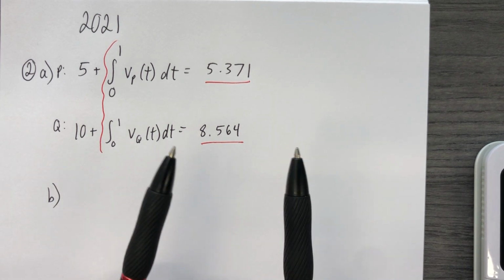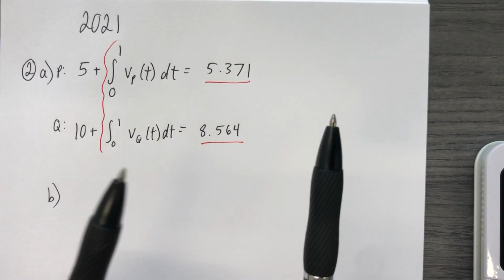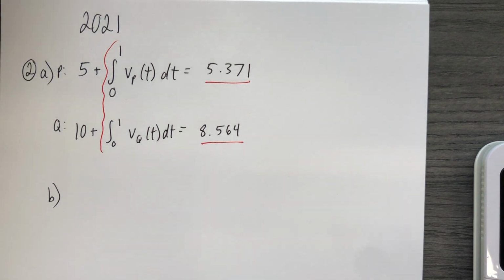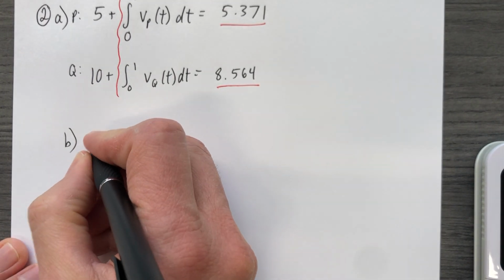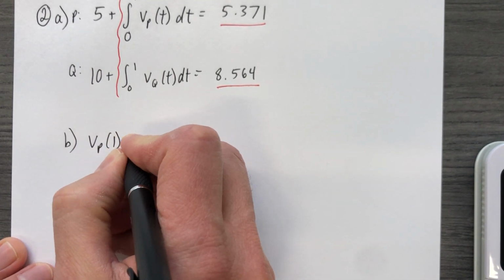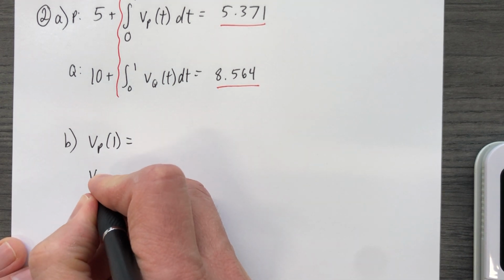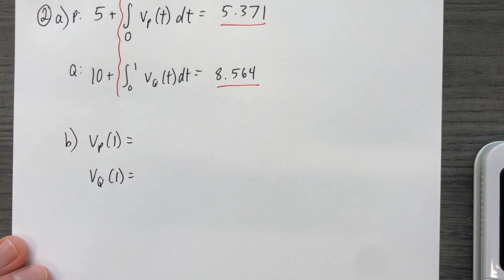We need to find our velocities at t equals 1. So let's do that. That's going to be important. So the velocity of particle P at 1 is something. The velocity of particle Q at 1 is also something. And I really don't care what that something is. I do care about the signs, though.